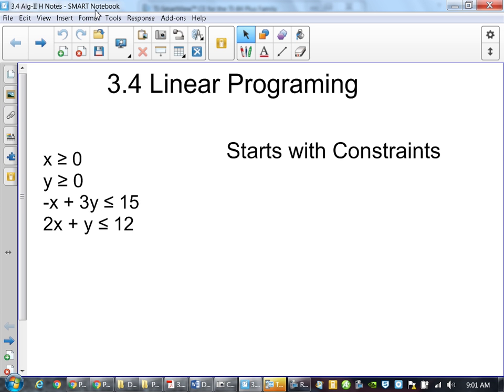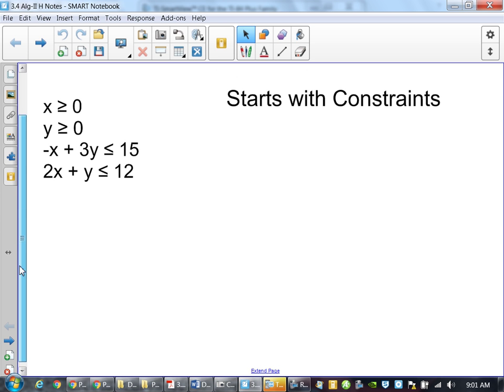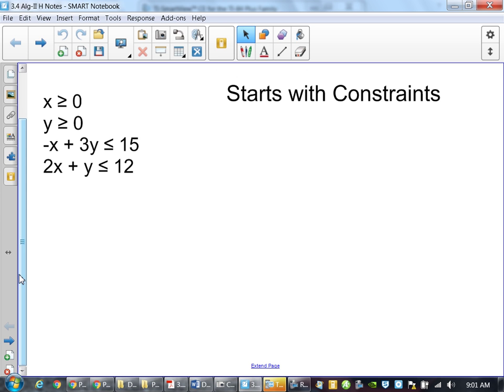For example, I know we talked about this yesterday. When you see x is greater than or equal to 0, y is greater than or equal to 0, what quadrant is this putting you into? 1. Very good. So when I go to make my own graph, all I'm going to do to start with is that.